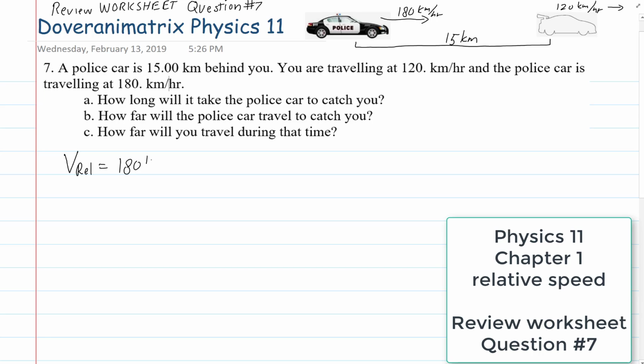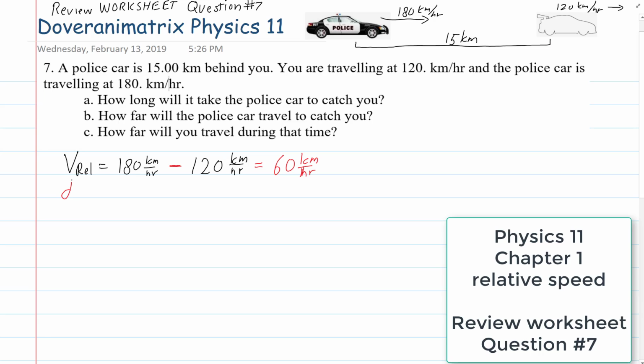180 kilometers per hour, and the other speed is 120 kilometers per hour. Now, is it adding or subtracting the velocity? It will be subtracting because they're headed in the same direction. So the relative velocity is only 60 kilometers per hour. That's the closing rate at which that cop car is catching up to the speeder.